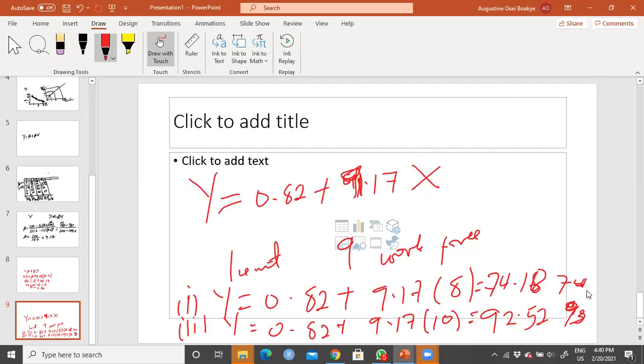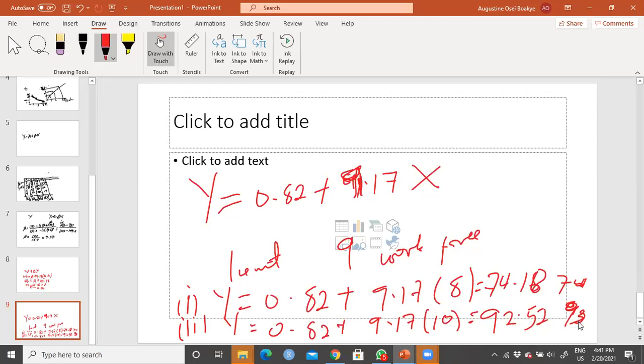So, you are 90% done in solving the question. You are left with the interpretation. The interpretation for the first one will be that in order to generate a sales volume of 8 million, we need to hire 74 employees. The second one also, the interpretation will be that in order to generate a sales level of 10 million, we need to hire 93 workforce.